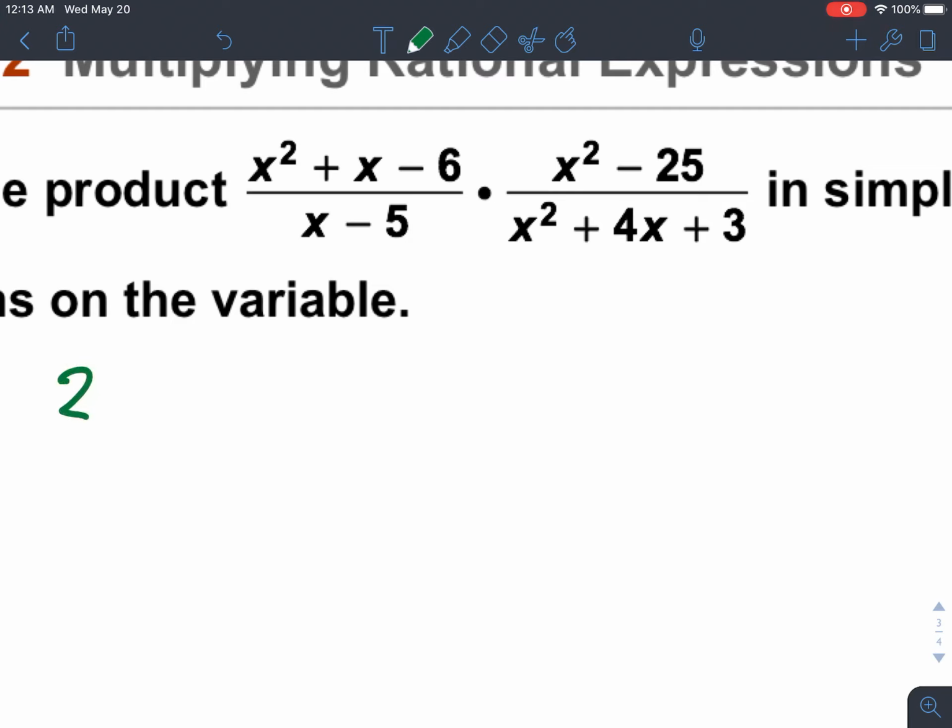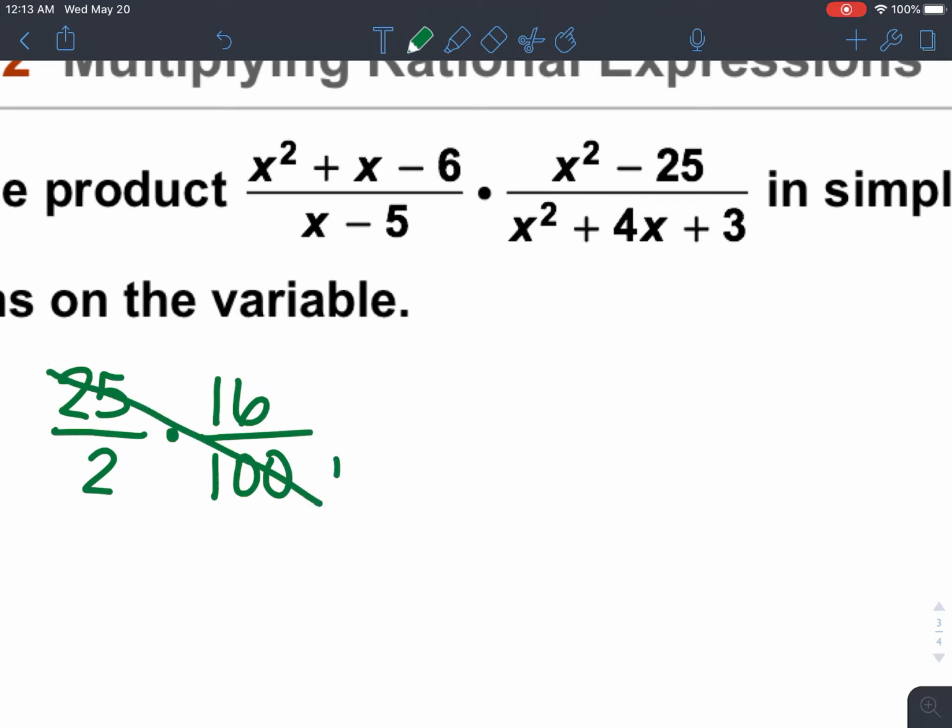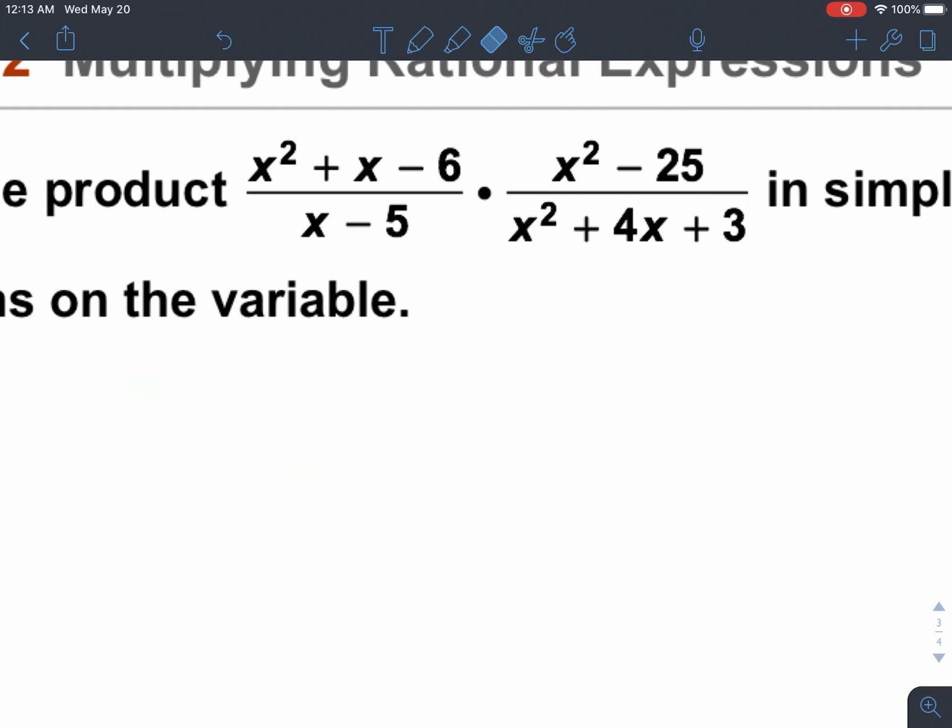You know, imagine you had this. 25 over 2 times 16 over 100, right? Do you want to multiply 16 by 25? I mean, it's not the worst thing in the world, but you can imagine if I change the numbers, it could be bad. Wouldn't it be easier to just say, hey, this is 4 and that's 8? Oh, and then, by the way, that's 2. Did we actually do any multiplication here? No, we didn't. We actually just did division. Okay, so I thought that was a good comparison.